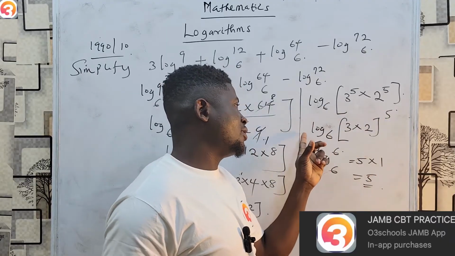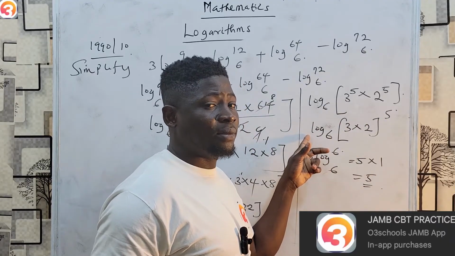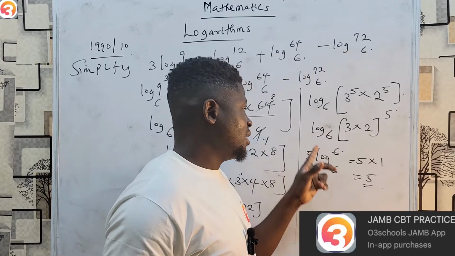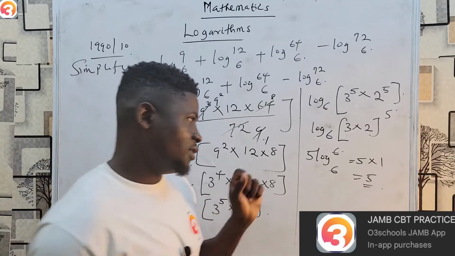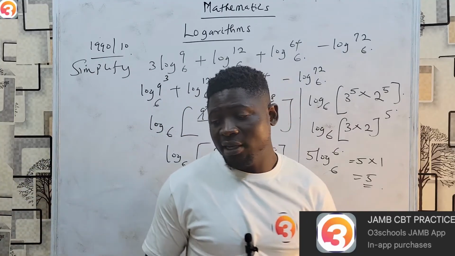So that 5 came back to the back of log 6, right? Then we have 5 log 6 base 6. And the logarithm of a number to the same base is 1. That's why we arrived at 5.